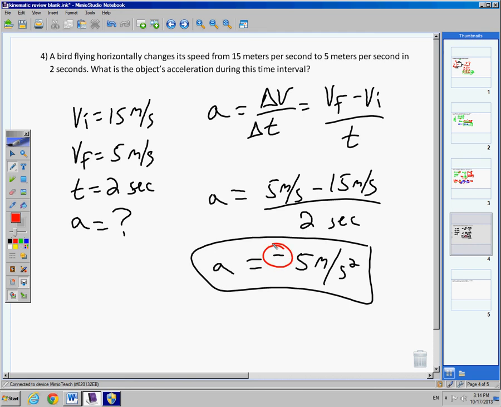This should make sense because we're changing from speed and going lower. Since we're decreasing or decelerating from 15 to 5, the object is slowing down. The negative represents the acceleration in the opposite direction. That's all the negative represents, is direction.